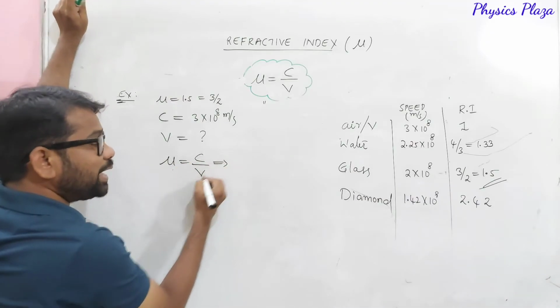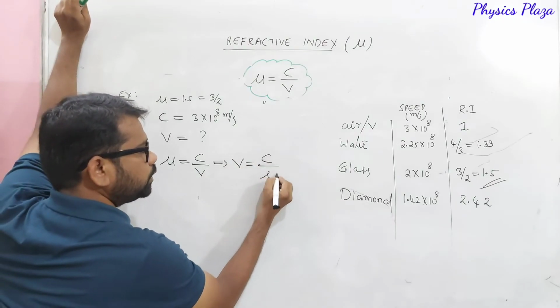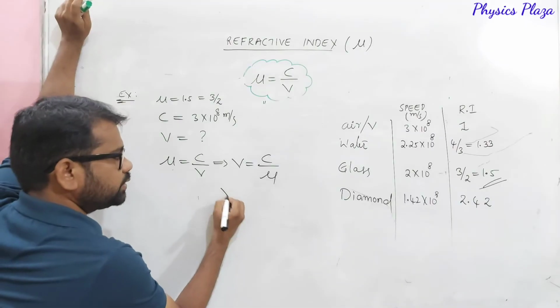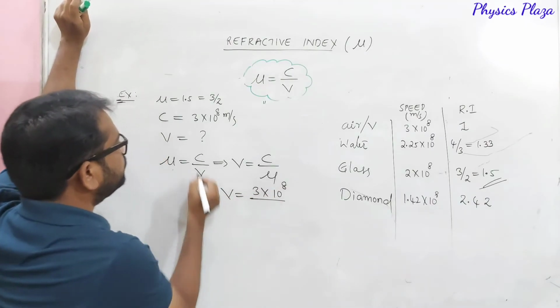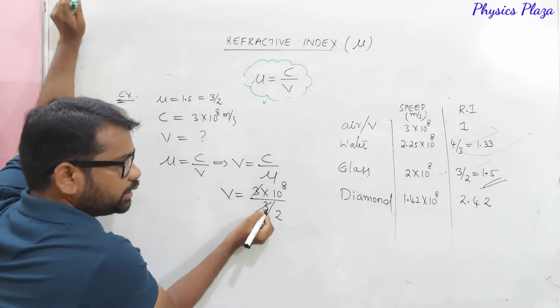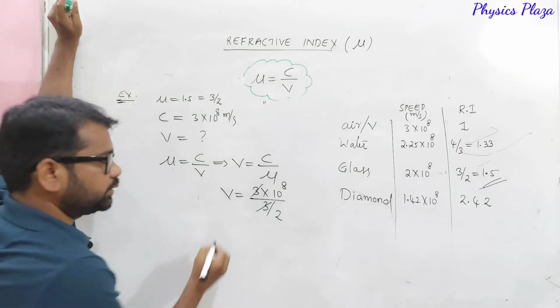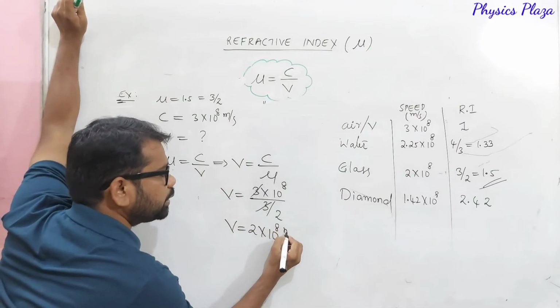Now let us make V the subject, that is V is equal to C by mu. Now let us substitute the values: V is equal to 3 into 10 power 8 by mu, which is equal to 3 by 2. The 3 cancels, the denominator and denominator will become the numerator. That is V is equal to 2 into 10 power 8 meter per second.